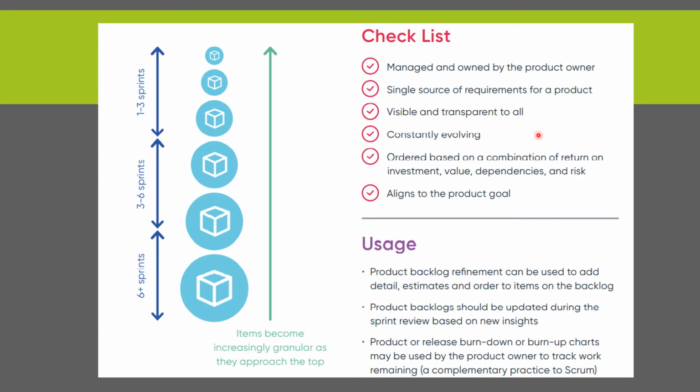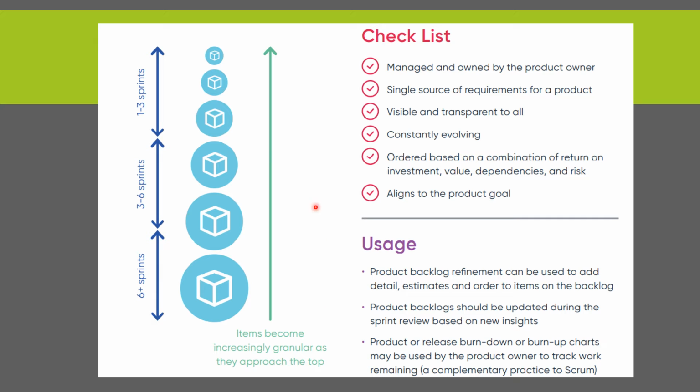What could be the checklist of a product backlog? It is managed and owned by the product owner. Single source of requirements for the product. Visible and transparent to all. Constantly evaluated. Ordered based on a combination of return on investment, value, dependencies, and risk. The product owner can use the combination of these four parameters for prioritizing the backlog. The backlog is aligned to the product goal. So the product backlog needs to align to a product roadmap and product vision.